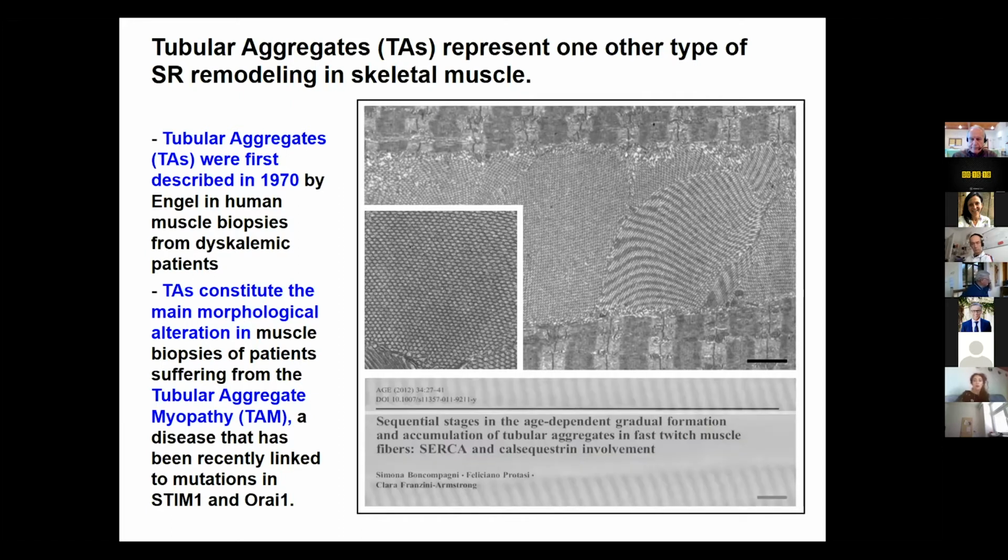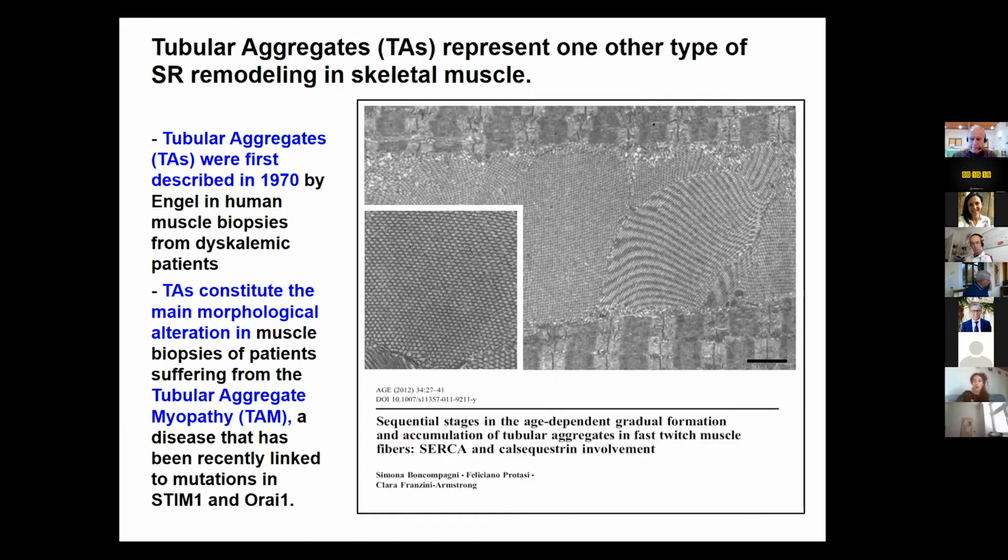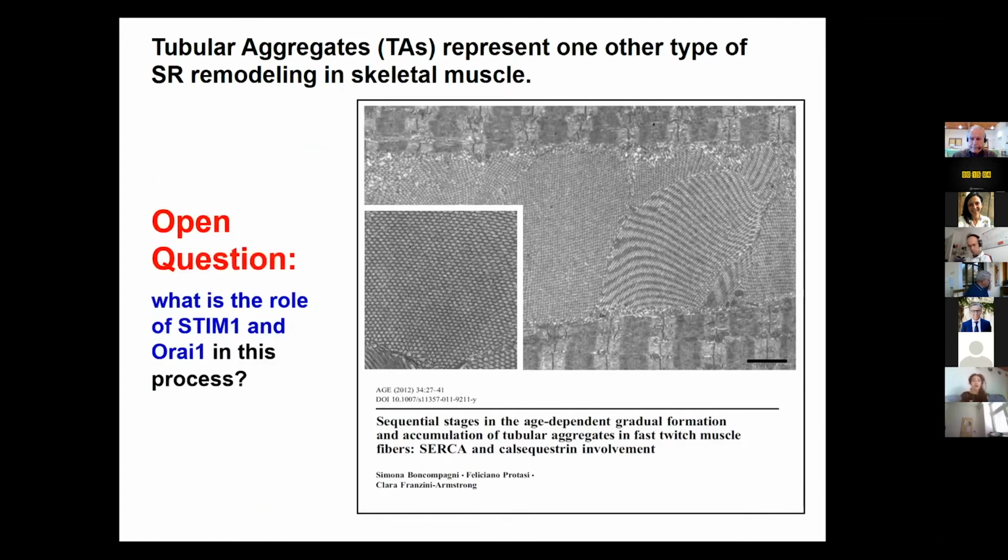In a paper we published in 2012, we have shown that tubular aggregates also form in fast twitch fibers from aging male mice. So in this first part of my presentation, I will try to address the following question: what is the role of STIM1 and Orai1 in the accrual of these SR membranes?